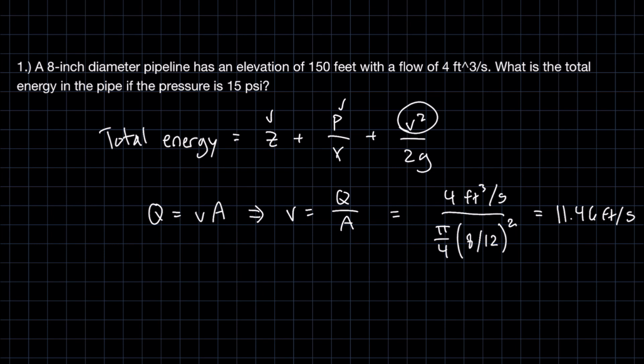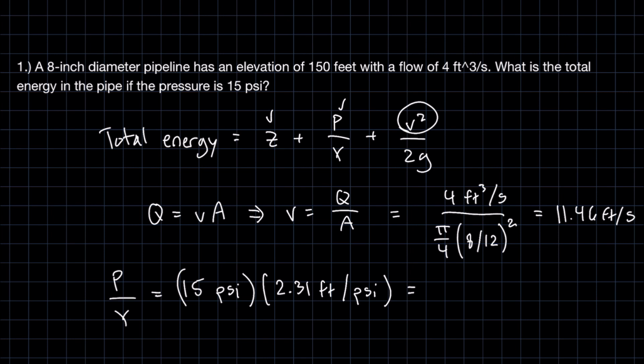Now to convert the pressure in psi to a pressure head in feet, you've got to use the conversion of 2.31 feet per psi. So I'm going to go ahead and do that. We got 15 psi times 2.31 feet per psi, which will give us 34.65 feet of pressure head.